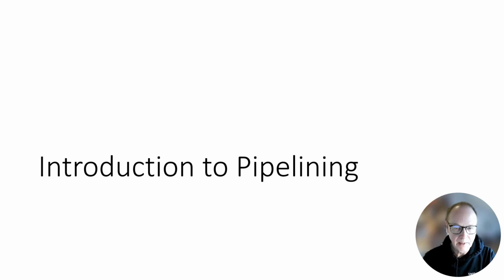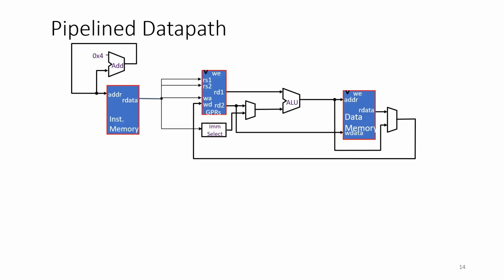Welcome back. Let us now take what we know about the components of a data path and make it more efficient using the concept of pipelining. We begin with the data path that we looked at previously. The blue components are the structures that hold state and which are updated at the end of every clock cycle.